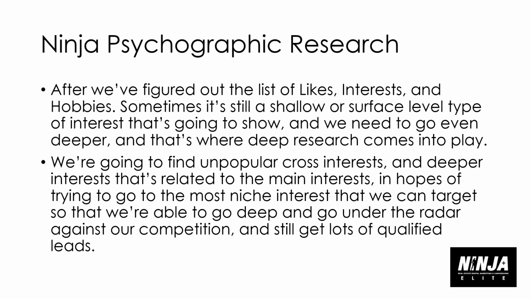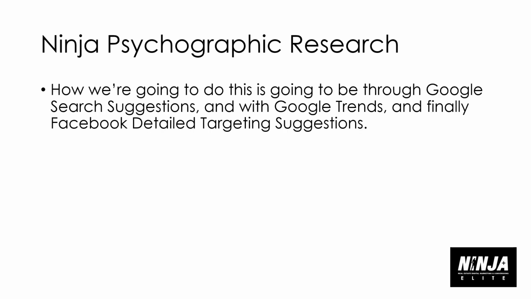Now, we're going to find unpopular cross interests and deeper interests that are related to the main interests in hopes of trying to go to the most niche interest that we can target, so that we're able to go deep and go under the radar against our competition and still get lots of qualified leads. How we're going to do this is we're going to go through Google search suggestions, and also Google Trends, and finally Facebook detailed targeting suggestions. So with that said, let me just share my screen.